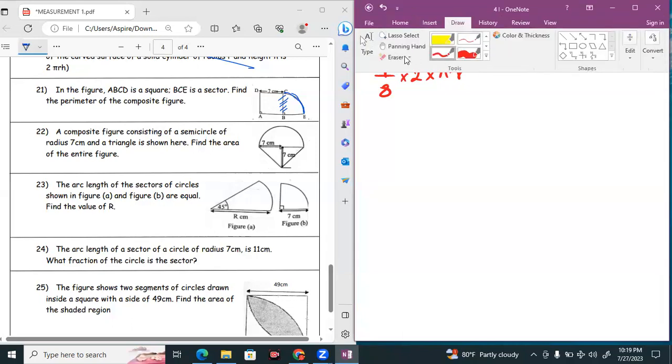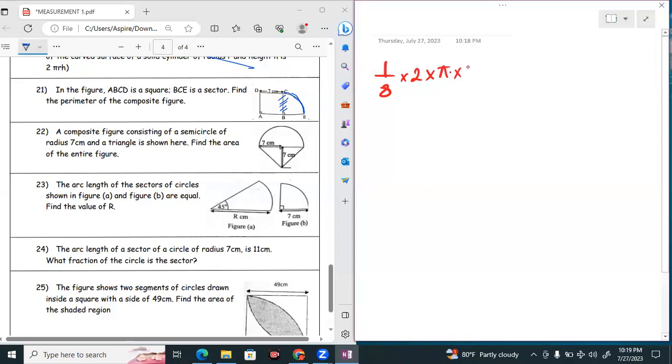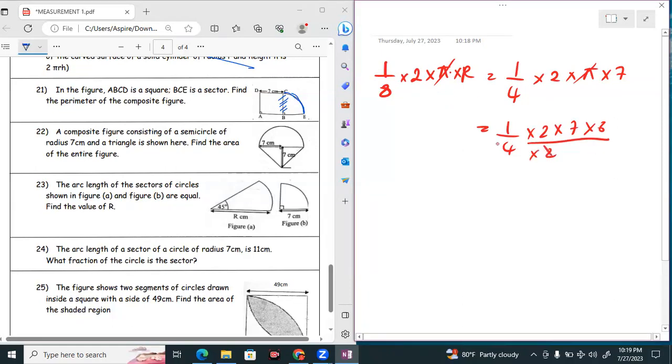Let's take 1/4 of 2 5, where r is 7. Then 5 to 5 can be cancelled. You have to find the capital R. Therefore, take all the denominator values to the numerator and the numerator values to the denominator. Then capital R is equal to 14 centimeters. Okay.